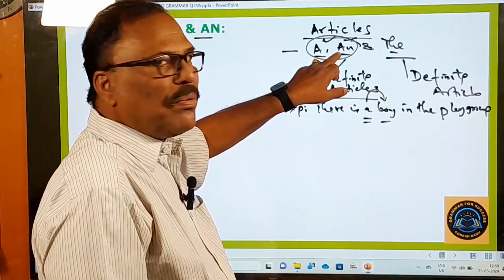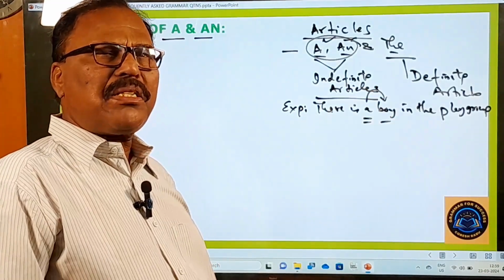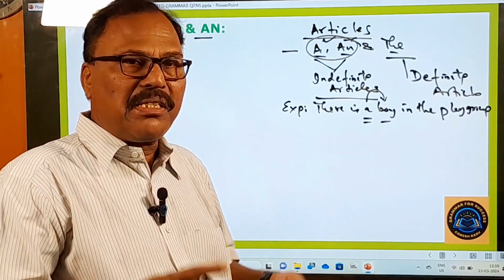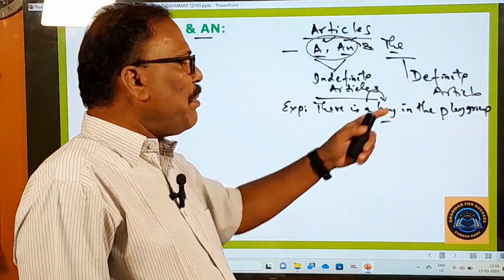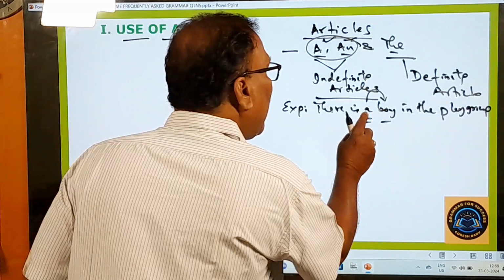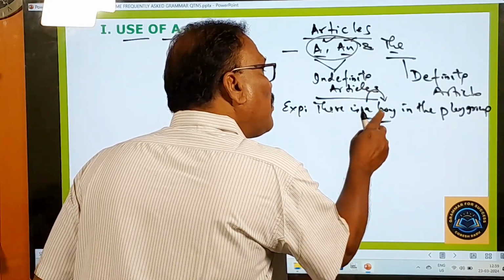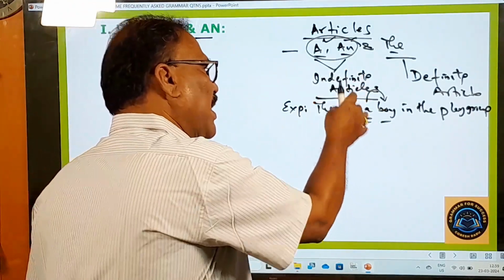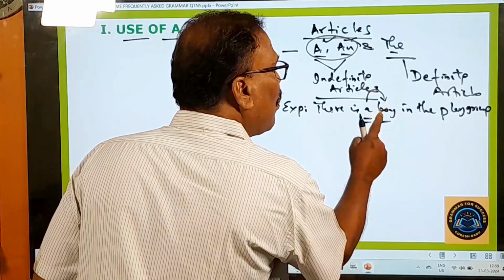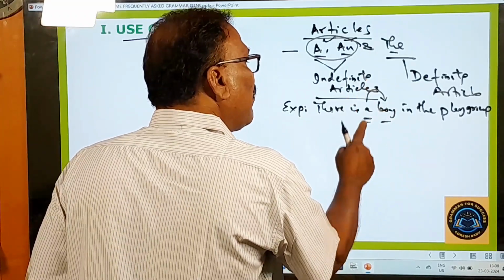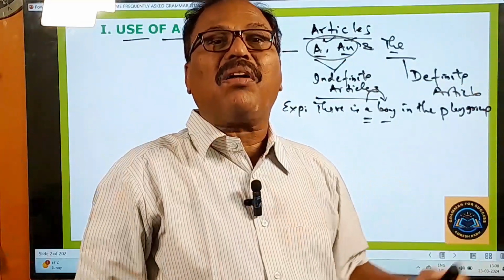A means one, and an also means one, that you know very well. Here, there is a boy in the playground means one boy in the playground. Who is that one boy? Is it Hari? Is it Ramesh? Is it Rakesh? Is it Gopi? You don't know, because this a is not showing this boy definitely, and therefore you do not understand which boy this is. Whether it is Ravi or Rakesh or Hari or Mohan, you don't know, because a is not showing this boy definitely or specifically. So a doesn't show any person or a place or a thing specifically or definitely.